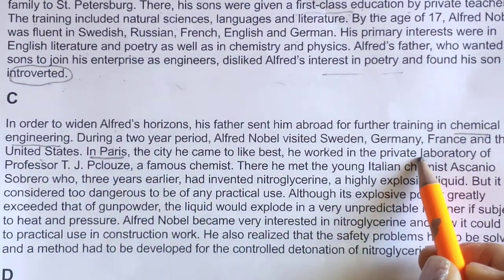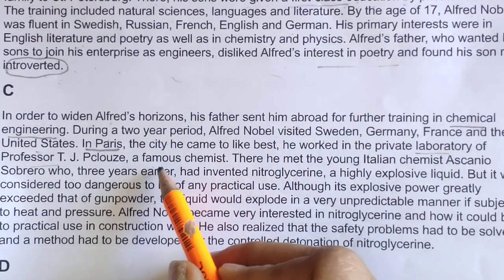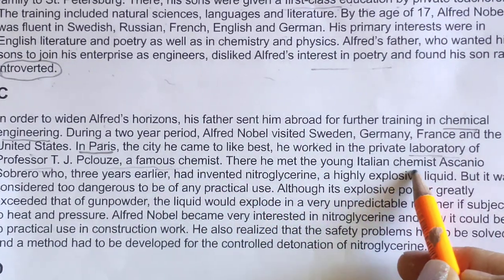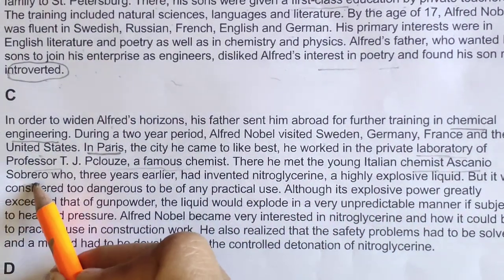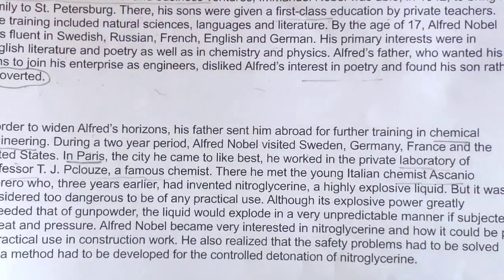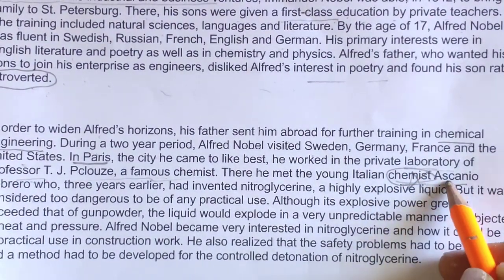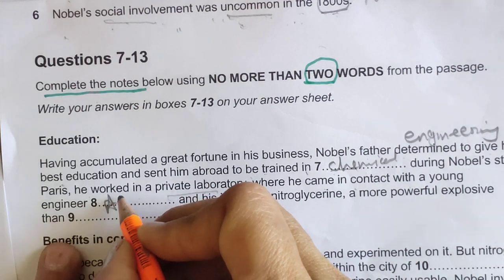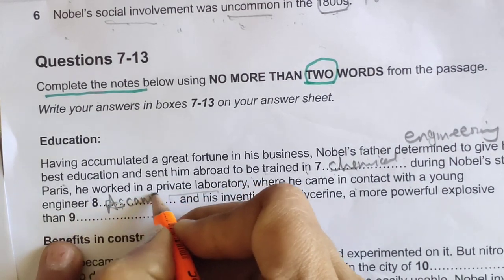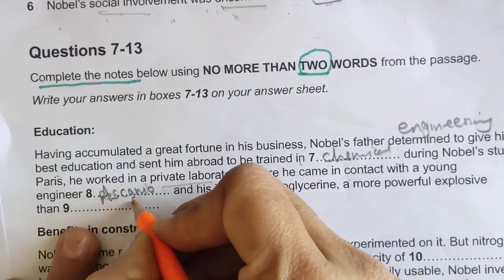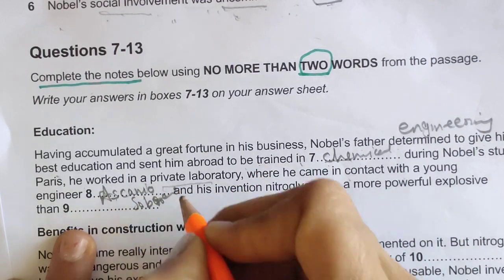The laboratory is here, the laboratory of a professor, a famous chemist. There he met the young Italian chemist Ascanio Sobrero. Now the confusion is about the young engineer. What can we write? There are three words. Chemist, we will just leave it, only the name will come. Ascanio, only the same spelling you have to write. A capital will come, or you can write all words in capital. Ascanio Sobrero, the same spelling you should write.